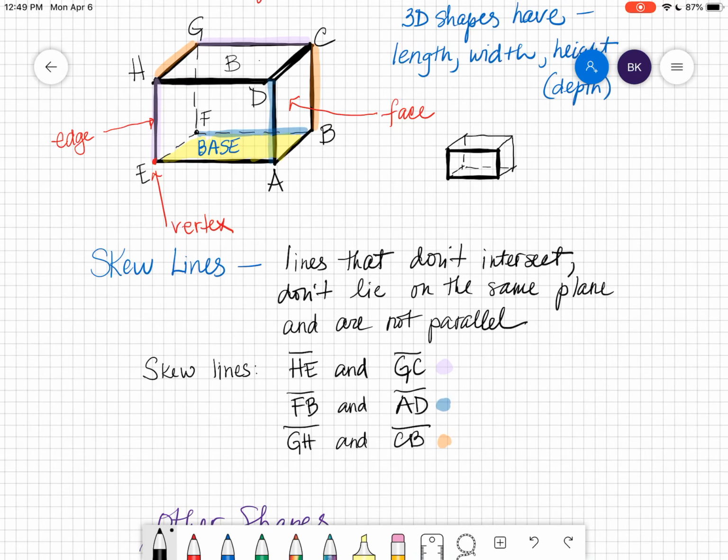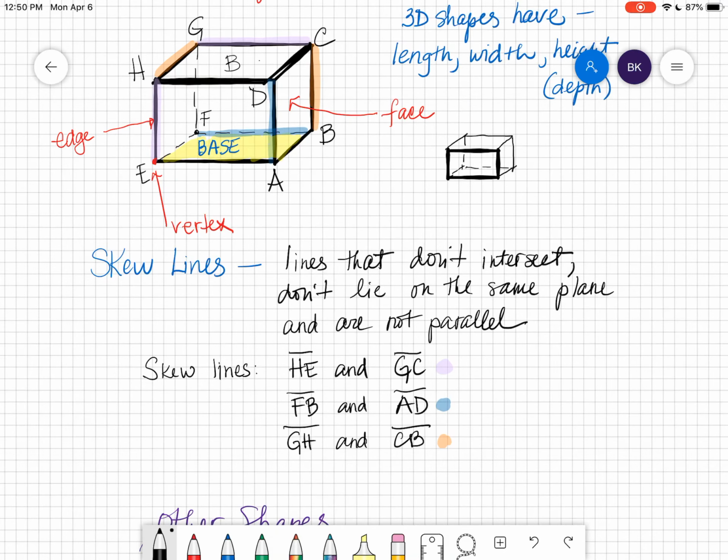HE and GC, highlighted in purple. If you take a careful look, one is vertical, one is horizontal. And if you extend them, you think, oh, they will intersect. But if you had the 3D shape with you, you will see that they have that distance between them, so they will never intersect. Also, HE belongs to the front face, and GC belongs to the back face, so they're not lying on the same plane. FB and AD in blue.